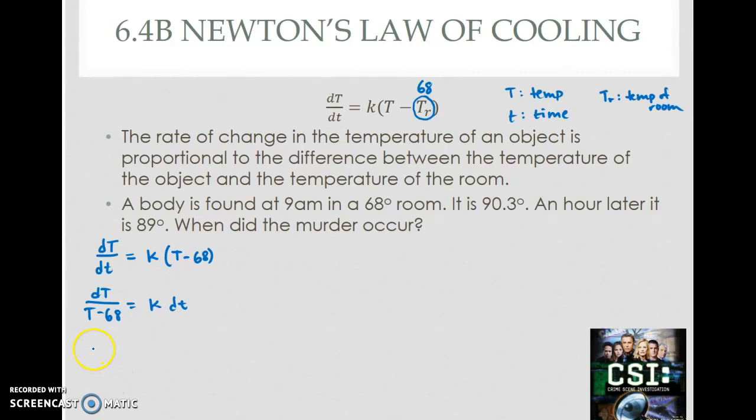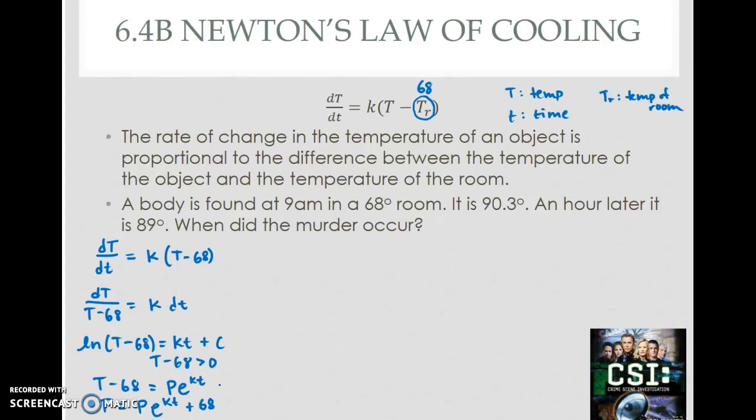So natural log of T minus 68 is equal to kt plus C. This time I don't need absolute value bars because I know that T minus 68 is going to be greater than 0, because I don't think the body temperature is ever going to get colder than the room. So if I exponentiate now, I have T minus 68 is equal to, and maybe you recognize this already, P e to the kt.